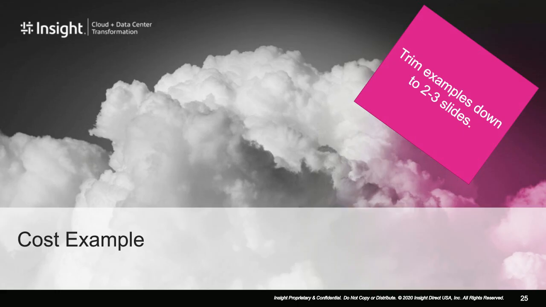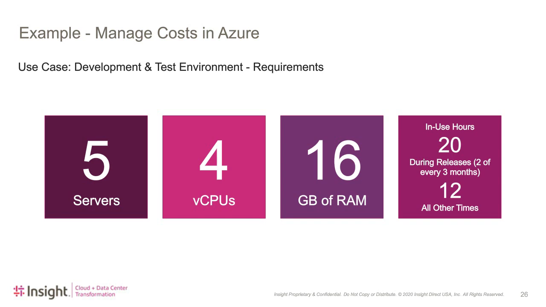I'm going to go through a little cost example. We're nearing the end of our time. This is not something I'm going to go into depth on, but I'm just going to show you an example. The cost that I'm going to have in this example is based on 5 servers, each of which have 4 CPUs and 16 gigabytes of RAM. The in-use hours that these servers have is 20 hours during releases, 2 of every 3 months, and 12 hours a day at all other times. And you'll see why that's important here in a minute.